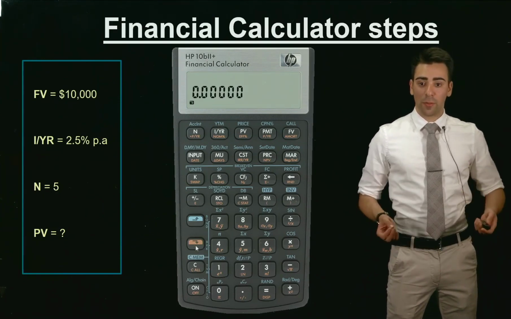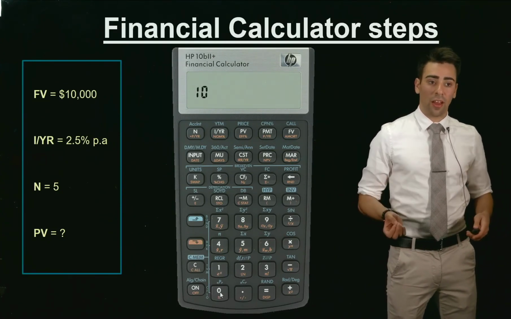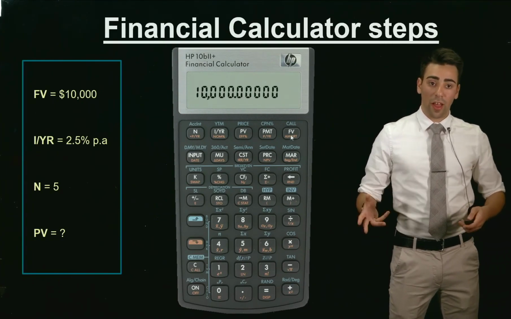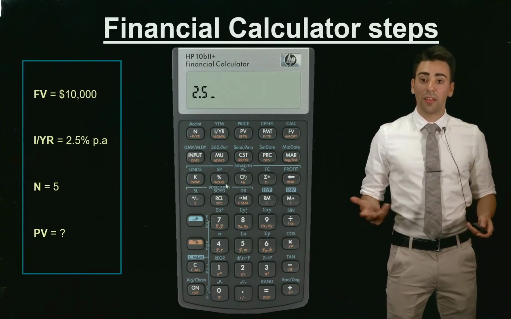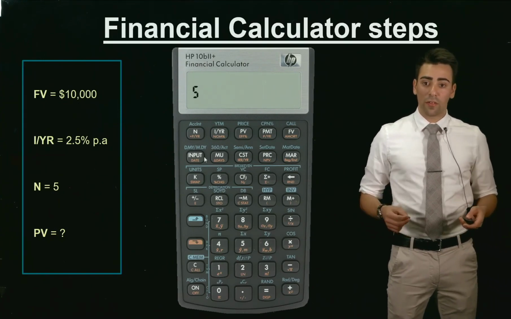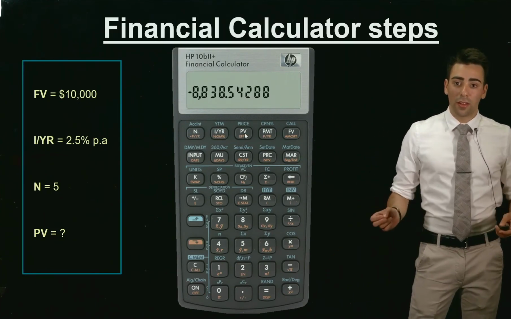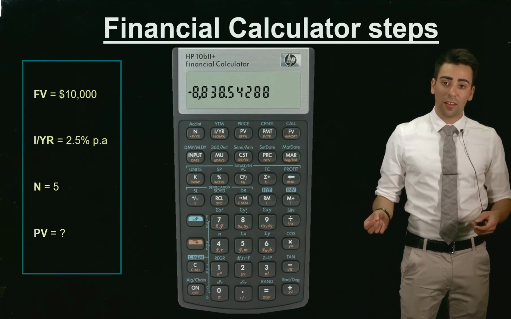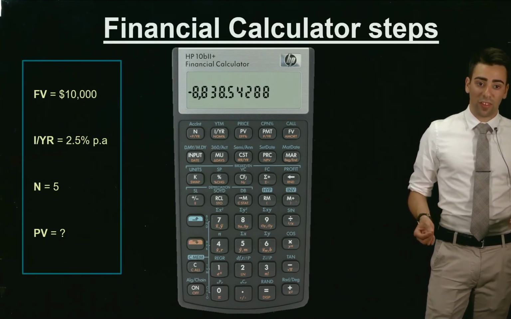First off, we're going to clear the memory again with Shift down and C. Next, we're going to enter 10,000 followed by future value, or FV. Then we're going to enter 2.5 again, which is still our discount rate now, followed by the I/YR key. Then we hit 5, followed by N, which is the number of years we're investing for, and then PV. That returns the same value as we calculated on the previous slide of $8,838.54.